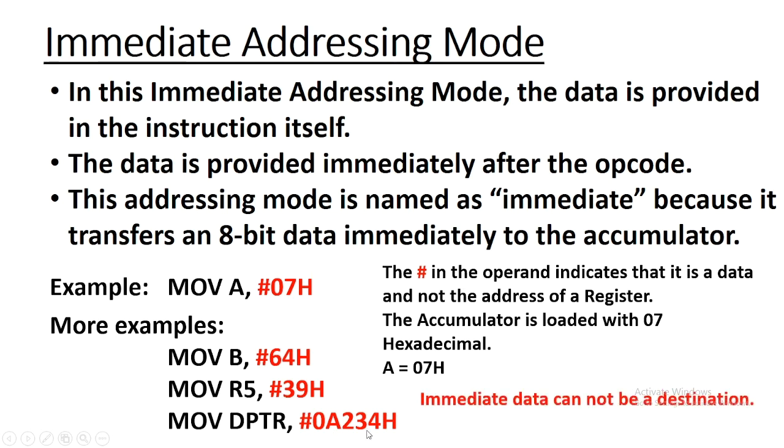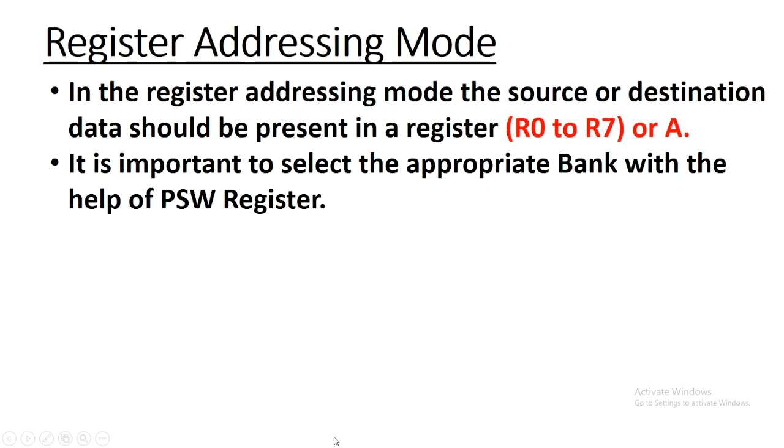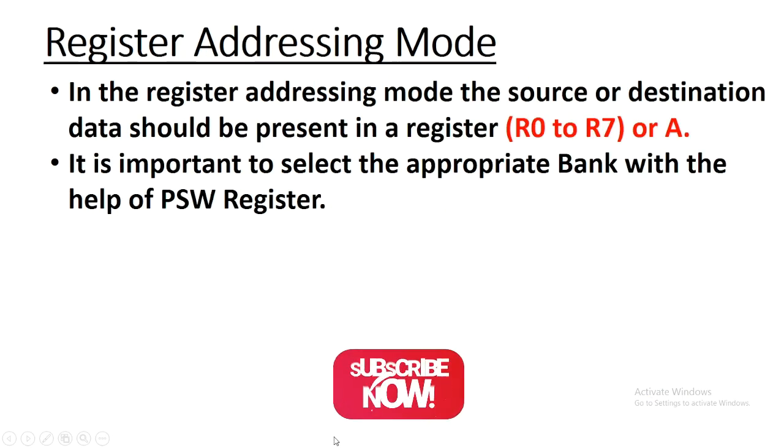Now those immediate data act as a source which will be loaded into a destination register. One thing we have to remember is that immediate data cannot be a destination. You cannot load another data into that immediate data, because immediate data is itself a data which is to be loaded into some other register. The next addressing mode is the register addressing mode.